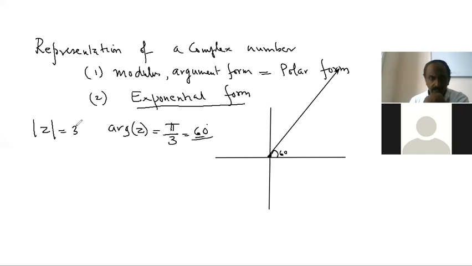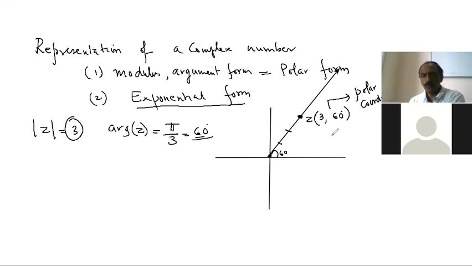Then on this line, I'll cut a length of 3 units. 1, 2, 3. And this point is your Z. This point is your Z. And we call it 3, 60 degrees. And we call this coordinate polar coordinate. So polar coordinate also has two numbers. First number is distance from the origin to the point, and second number is the angle of rotation, rotation from the x-axis.